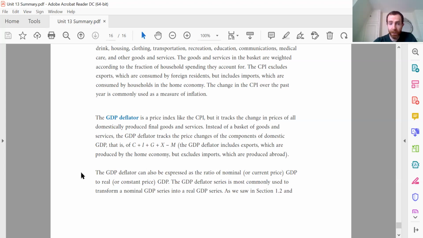Another way of thinking about the GDP deflator is, it says down here, the ratio of nominal GDP to real GDP. Another price index, another way of getting a sense of what the overall price level is. And I think the most important thing to be aware of with the CPI and the GDP deflator is that CPI does include imports, GDP deflator does not.